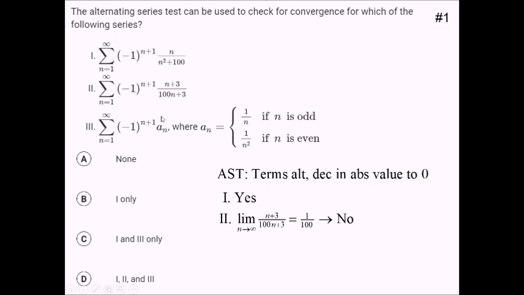And for option 3, this one's kind of weird. The non-alternating part is going to be 1 over n if n is odd, 1 over n squared if n is even. Let's consider what would happen if we just plug in a few values of n. For n equals 1, you just have 1 over 1. For n equals 2, you have 1/4. But then for n equals 3, you have 1/3.